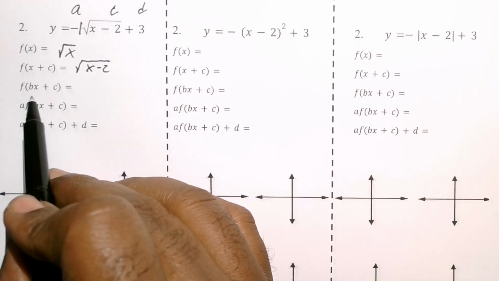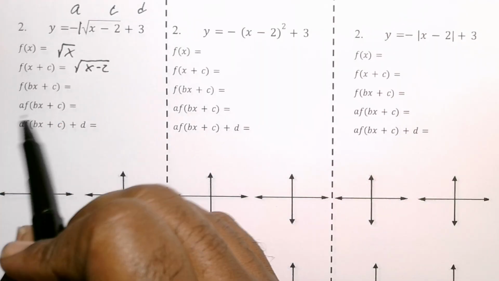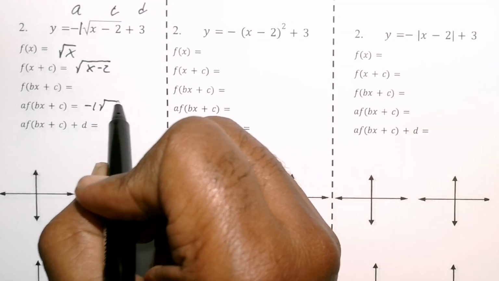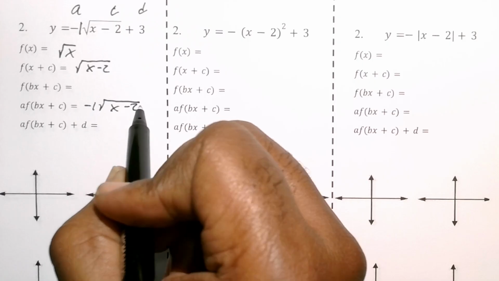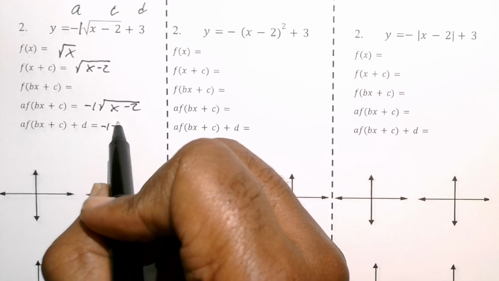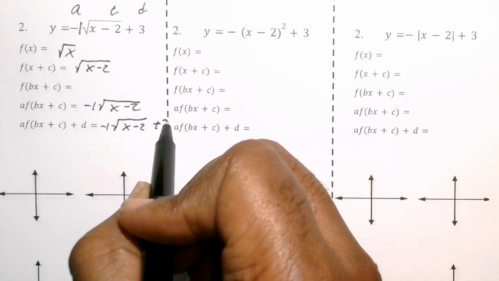Then you put in your b parameter. There is no b parameter, so I can actually skip that one. Now I'll go to the a parameter, which is a negative 1 square root of x minus 2. And then I'll put on my d parameter, so negative 1 square root x minus 2 and plus 3 at the end.